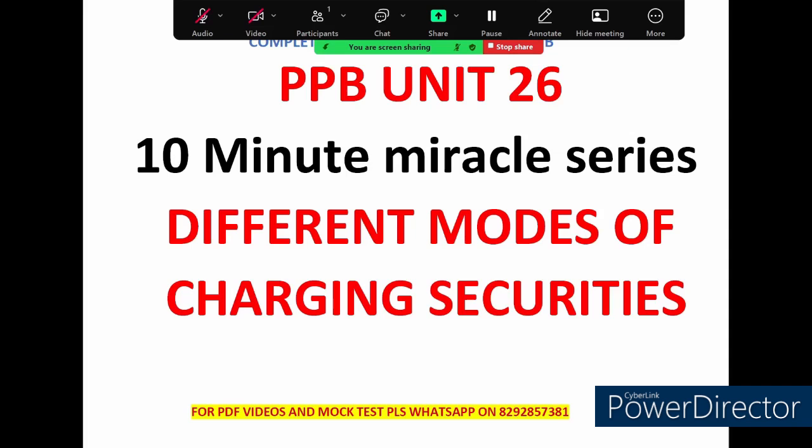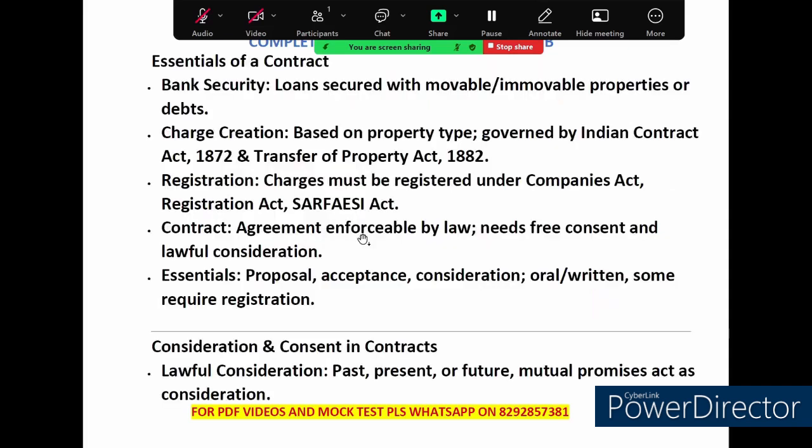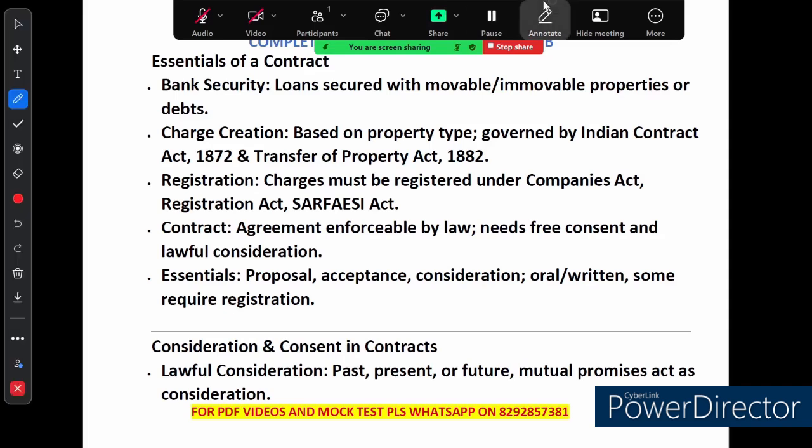The topic name is different modes of charging security. The first topic is essentials of a contract. Let's start with essentials of a contract. You know, a bank gives out loans using property or debt as security. How you handle the property depends on the property type, following laws like the Indian Contract Act 1872 and the Transfer of Property Act 1882. For businesses, the charges on property must be registered under acts like the Companies Act, Registration Act and SARFAESI Act.